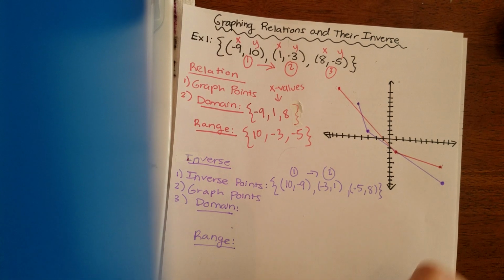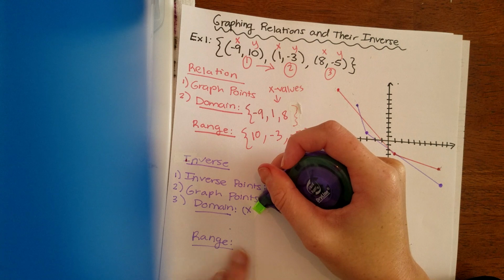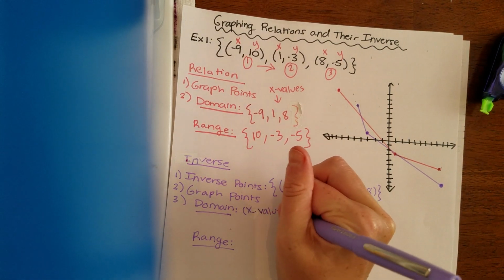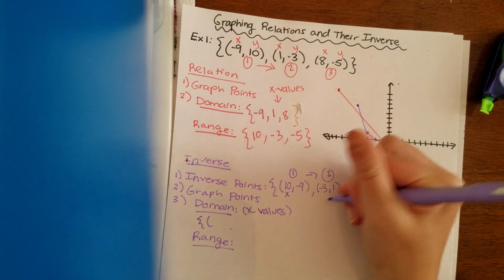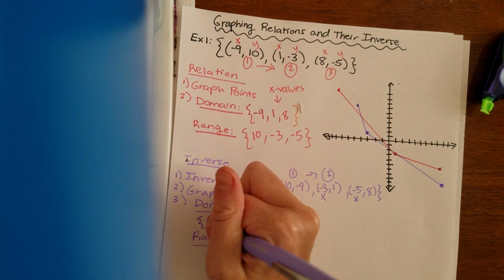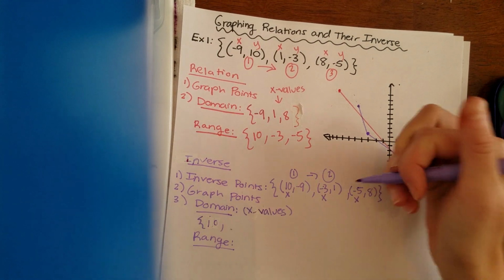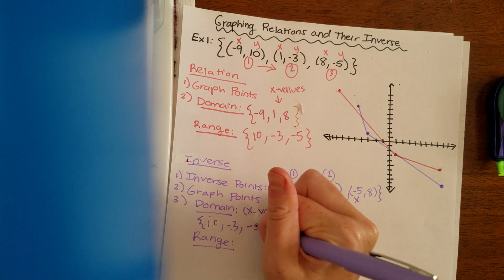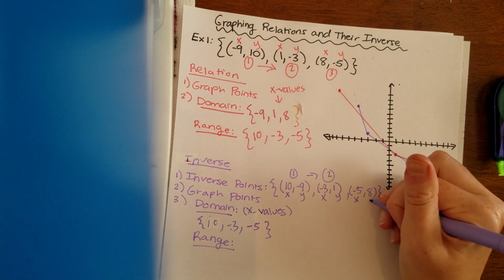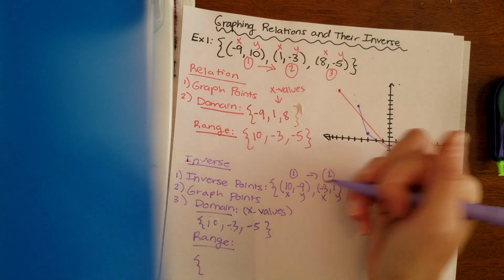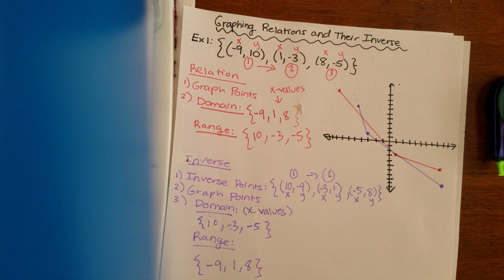Now domain and range. Again, domain is just the x values. So these are just the x values in my relation. Sorry about that. My x values are 10, -3, and -5. So these are my 3 x's currently: 10, -3, and -5. Sorry guys, I don't know what I'm doing today. Alright, and then the range, same idea. Now we're looking at just the y values. So we have -9, 1, and 8. So that would be the range of my inverse relation.